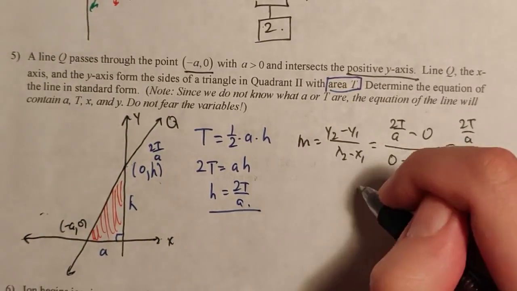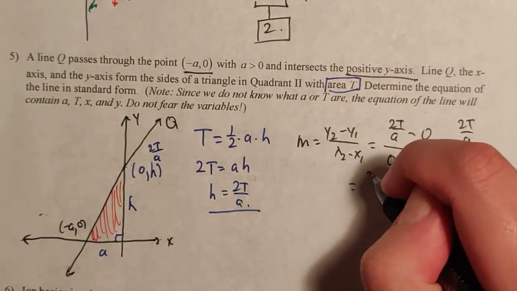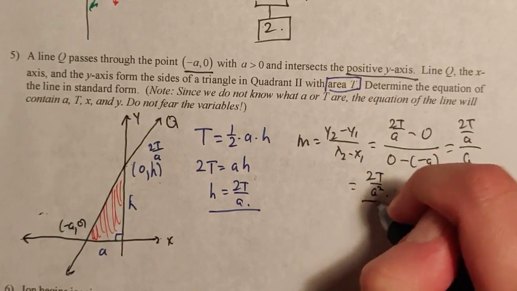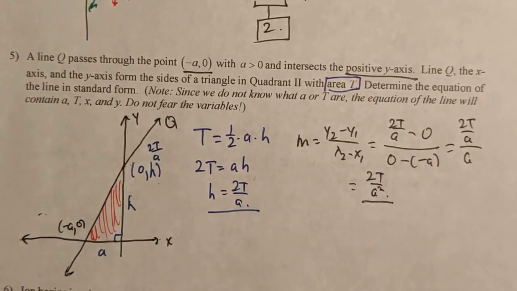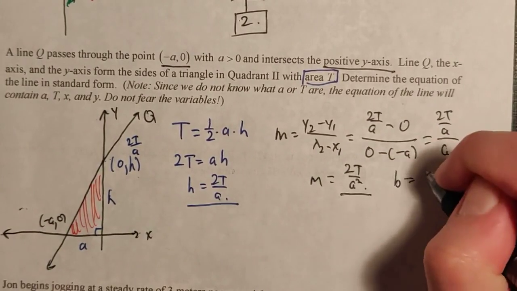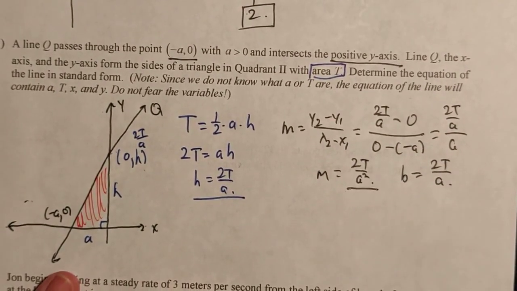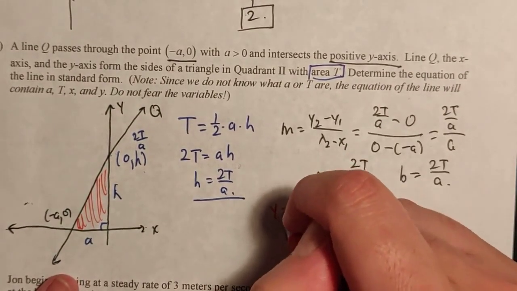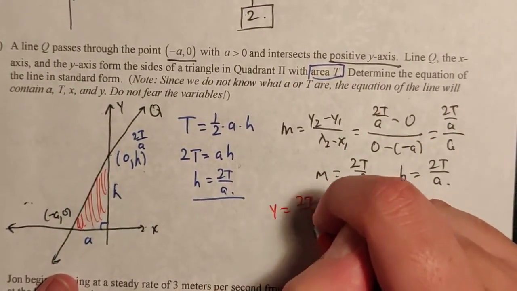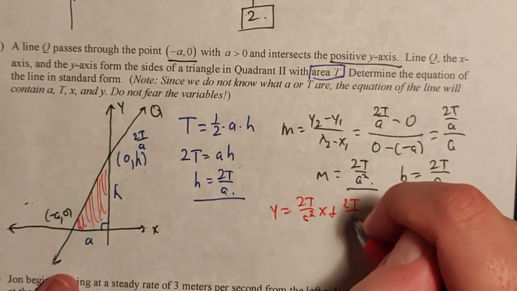So we can go ahead and write this out here. Note that this is 2t over a times 1 over a. So the denominator actually becomes a squared. So we get that the slope is this here. And now, this is the slope, and we have our y-intercept as 2t over a. So now we can go ahead and fill this in. So the equation of our line, therefore, is going to be y equals the slope, which is 2t over a squared, times x, plus the y-intercept, which is 2t over a.